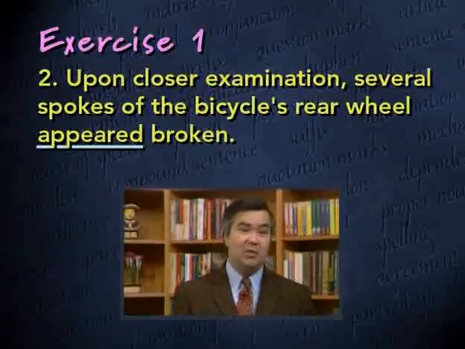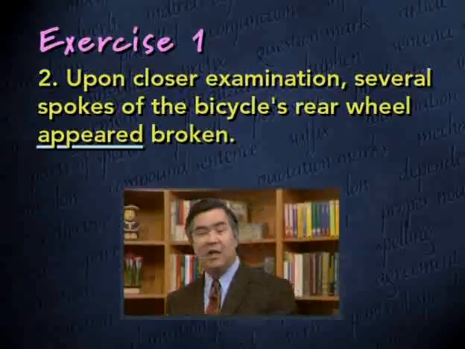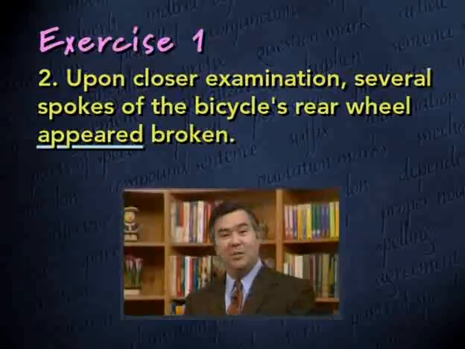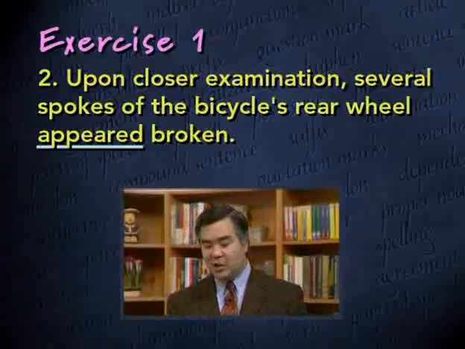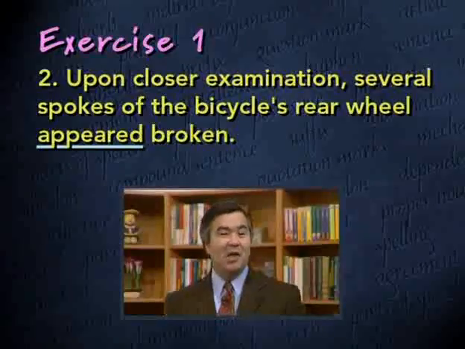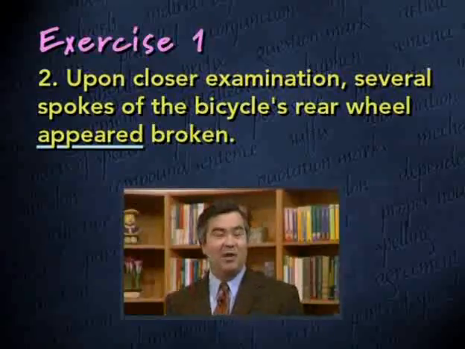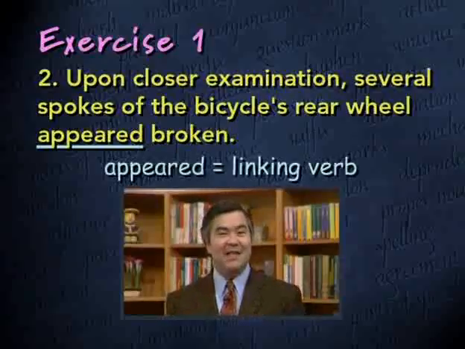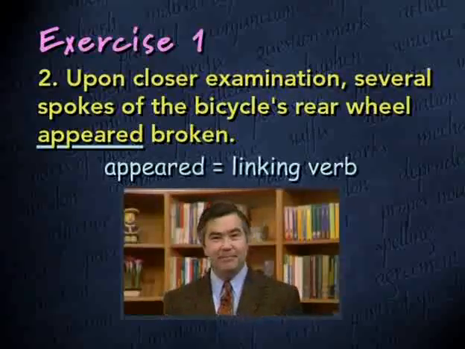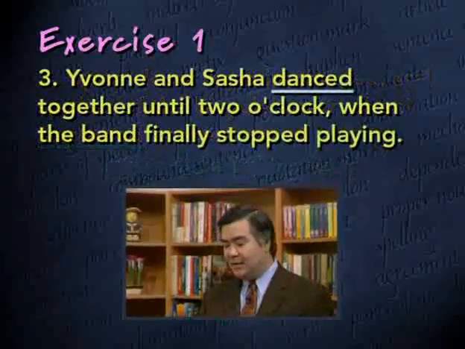The spokes, which is the subject of the verb appeared, and the word broken, which comes after the verb, those two things are being linked, and we're being told that the spokes were broken. What comes before and after the verb are being equated in this sentence, so appeared is being used as a linking verb. Our next example.